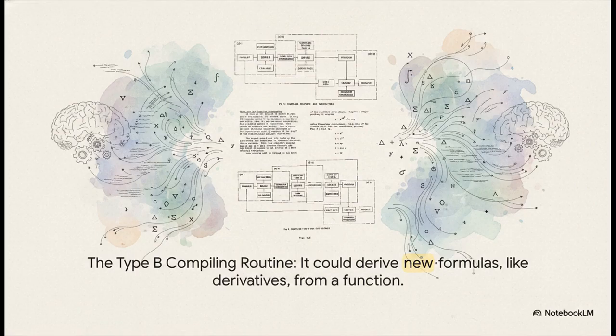This is what Hopper called a type B compiling routine. And this right here, this is the moment the computer starts doing real intellectual labor. You could give it a mathematical function, and the compiler itself could figure out the formulas for its derivatives. I mean, think about that. The machine isn't just following a recipe anymore. It's creating part of the recipe itself. In a way, it was starting to think.